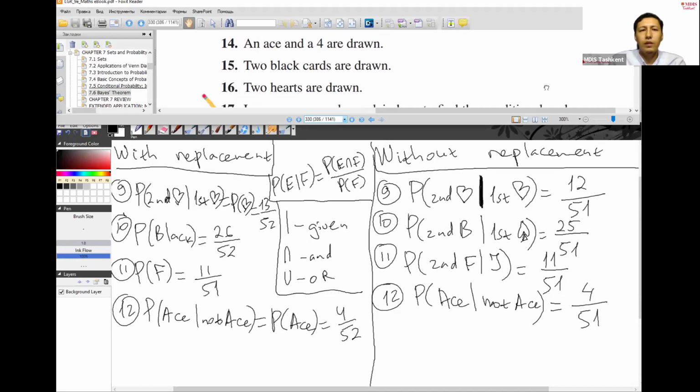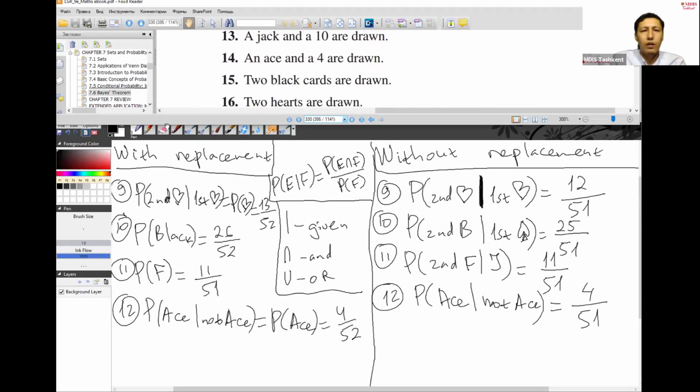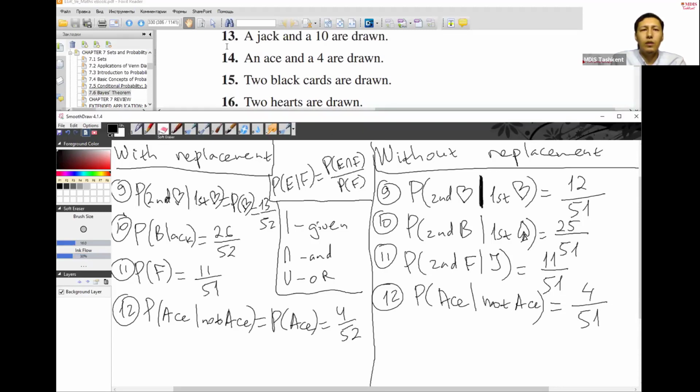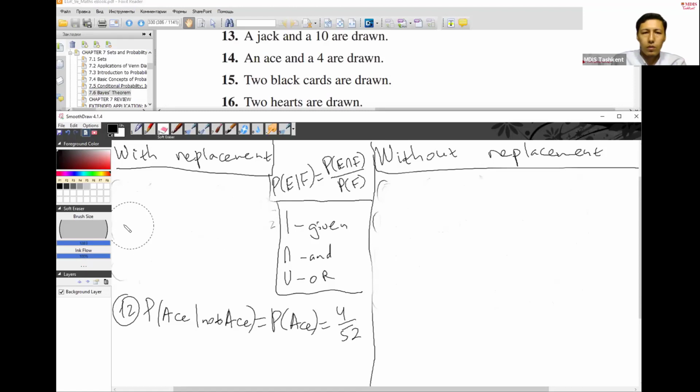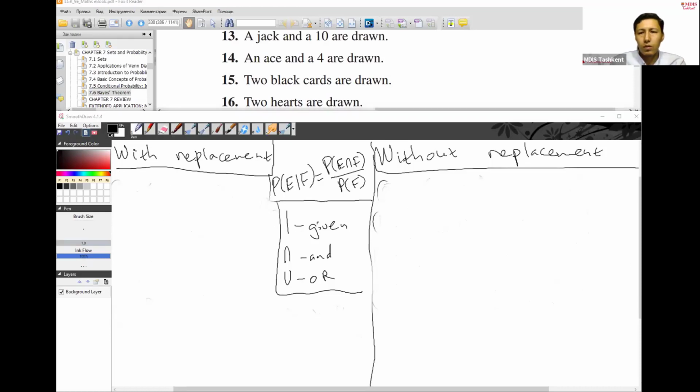If no, then let's see number 15 and 16 first. Then we will see number 13 and 14. Number 15: 2 black cards are drawn. P(black and black).